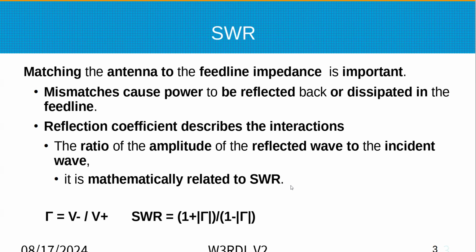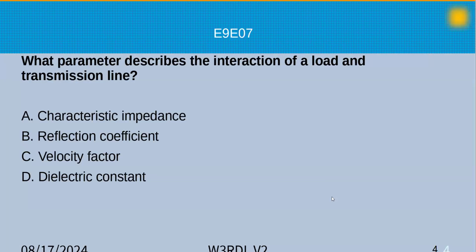It's approximately the same thing as if you say you had a 100 ohm antenna and you're feeding with 50, you just do that ratio and you have an SWR of 2. You come out with about the same answer. This is just more mathematical. So what parameter describes the interaction of a load and transmission line?